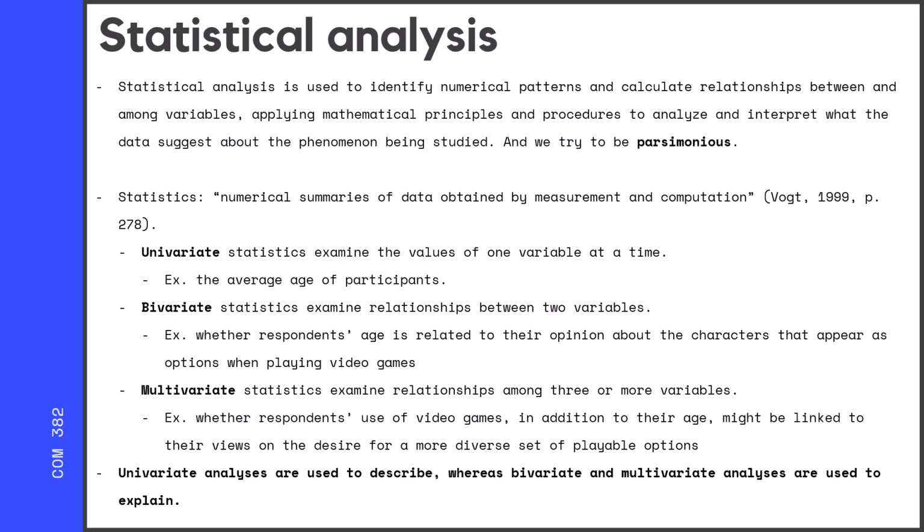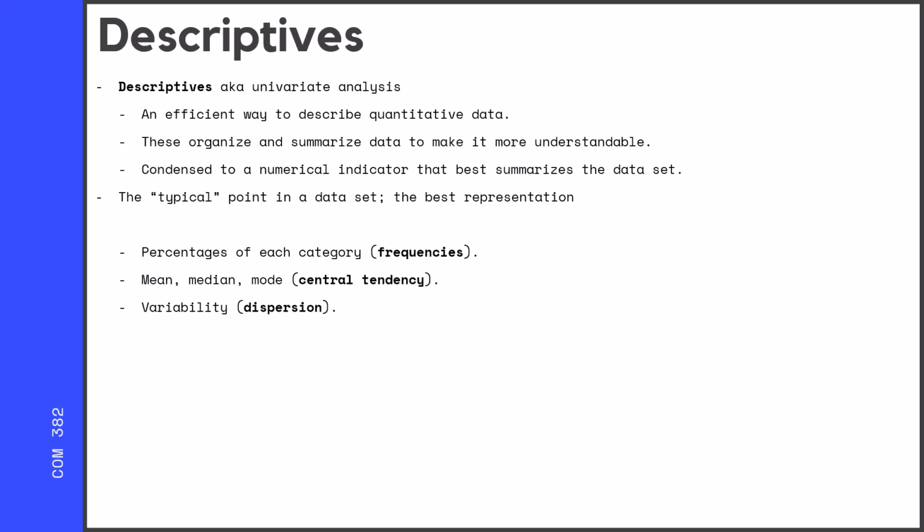So let's talk about descriptives first. Univariate analysis, aka descriptives, is just an efficient way to describe quantitative data. These organize and summarize the data so that we can understand it better. It's condensed to some numerical indicator that best summarizes the data set. It might be the typical point in a data set or the best representation. The three most common forms of descriptives that we'll see are first frequencies, which are the percentages of each category, measures of central tendency, which we'll talk about in a minute, and then measures of dispersion.